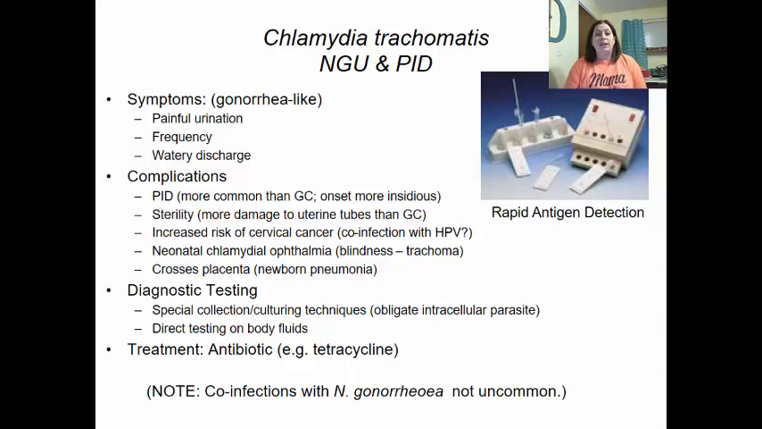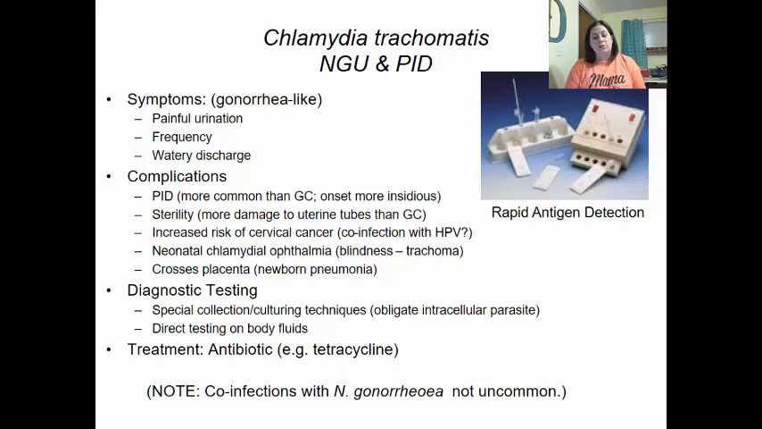It can cause sterility as well, more damage to the uterine tubes, increased risk of cervical cancer. This is normally due to a co-infection with potentially HPV. We see that it also can cause a neonatal chlamydial infection. Now, this can actually cause blindness in the child, and it can also cross the placenta and cause newborn pneumonia.